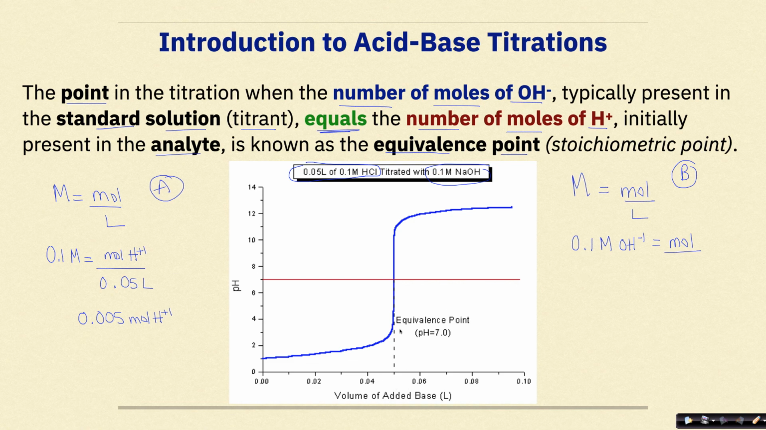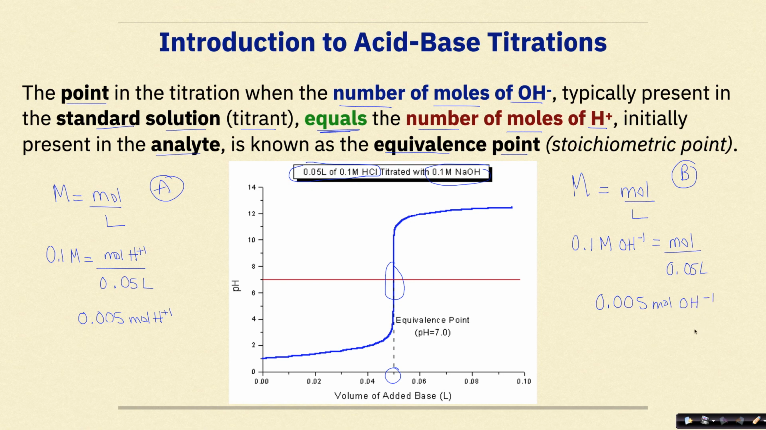And I can see that this is labeled at the equivalence point where we have this really straight up and down line right here. And that is happening at 0.05 liters. So we will multiply those two numbers together, and when we do that, we get 0.005 moles of hydroxide ions.